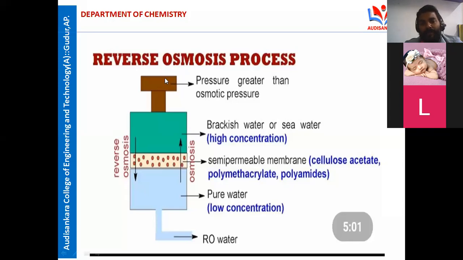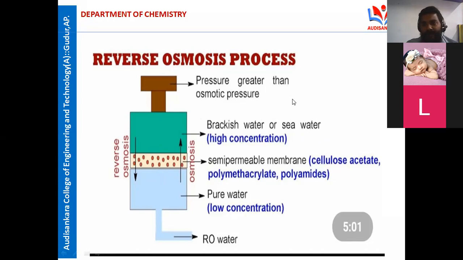We are applying pressure towards this direction. This pressure is greater than the osmotic pressure. This is mechanical pressure that we apply. More than the osmotic pressure, greater pressure is required. When that pressure is applied towards this direction, the water is filtered like this. This is the pure water. This side is the concentrated brackish water or sea water. This is the low concentration.